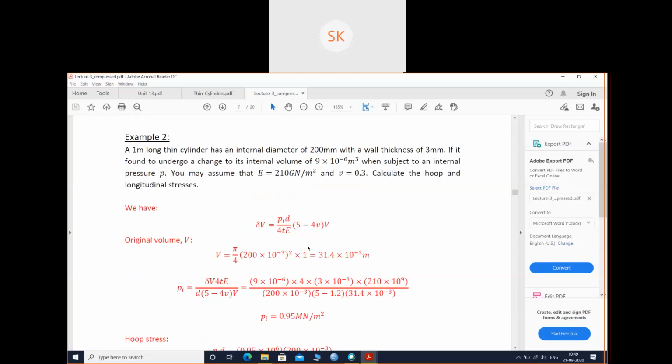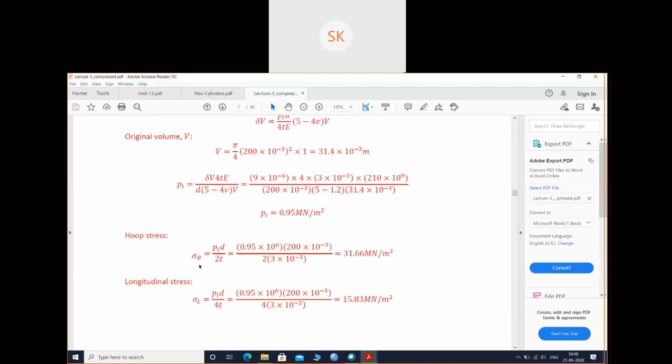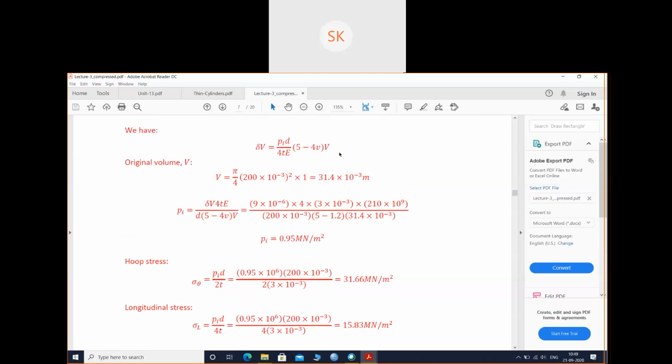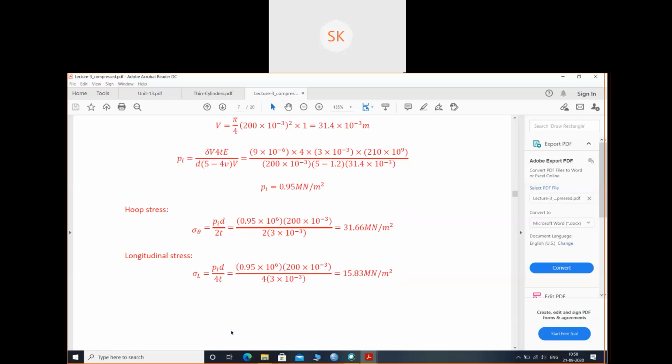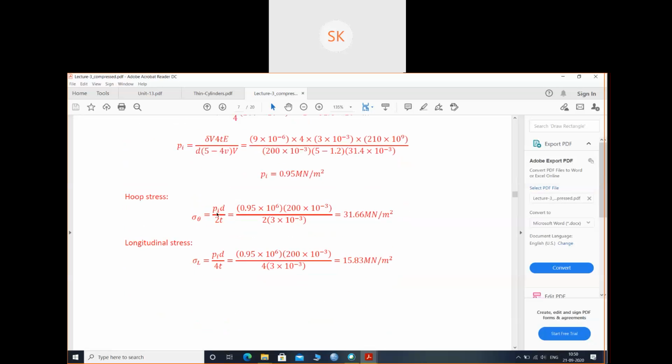See what they have asked you to find first: hoop stress. To find the hoop stress, what factors will you need? P, d, and t. d and t are given to you, you need P. So how can you find the P value? You can find it from del V, because the other values are given to you. So after finding P, you can find out the hoop stress. And if you have found P, you can also find longitudinal stress. That's how you have to work. Okay.